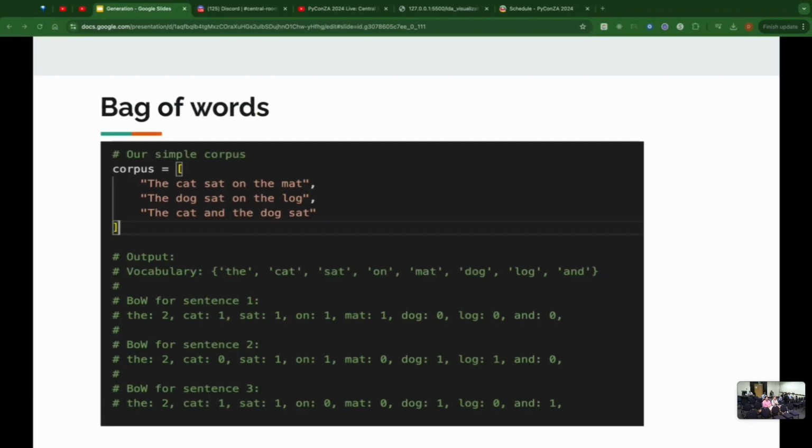Coming to the bag of words. Here we have this corpus. As you can see, this is more like a hash map with the frequency. In this case, for sentence one, the occurs twice, so it's two, cat is one, and sat is one. So this is the frequency of all the words that occurred in the corpus.